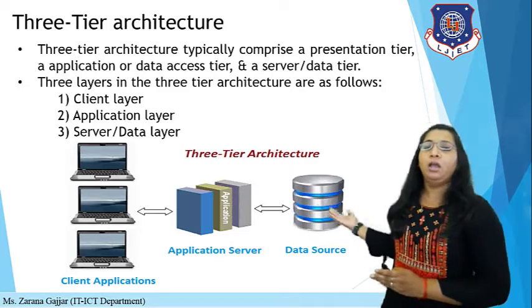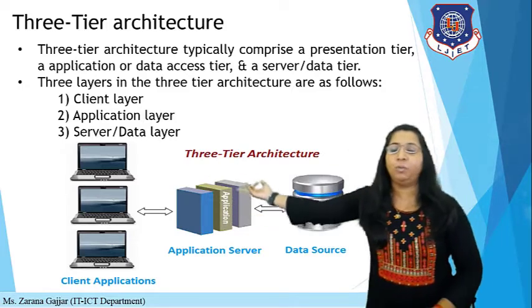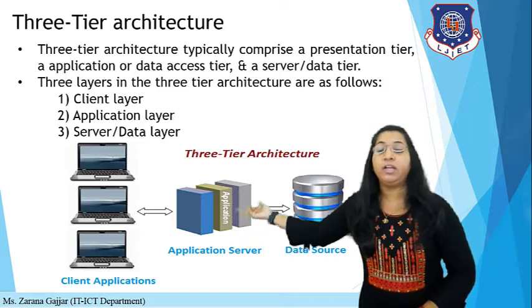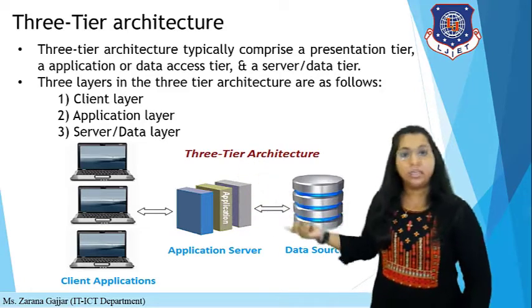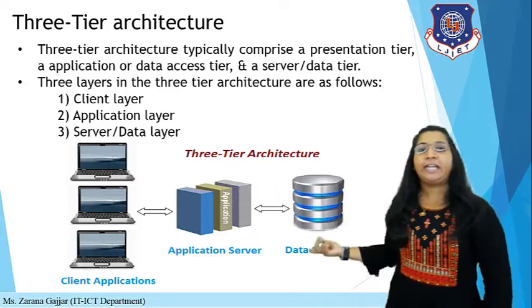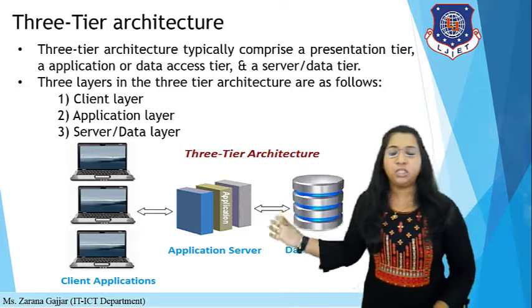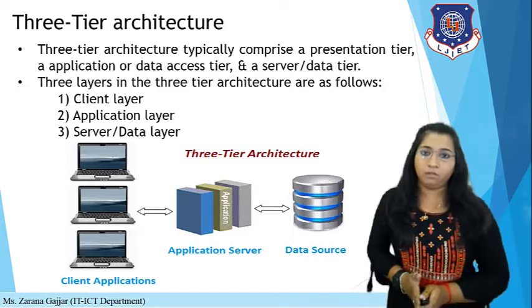Okay, so this is the diagram of three-tier architecture, where you can see that there is a client application, so multiple PCs and workstations are there. Then there is an application server, which acts as an intermediate for communication between client and server. And there is a data source, meaning it is your actual server. So here the application server acts as an intermediate between the client and server layer.